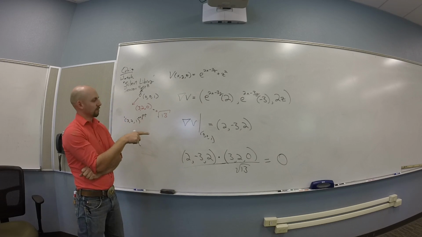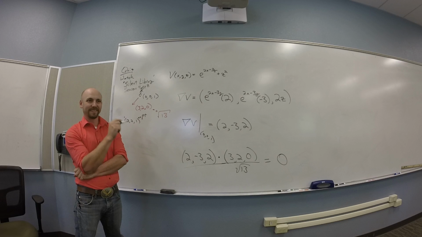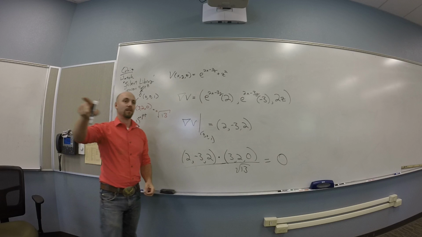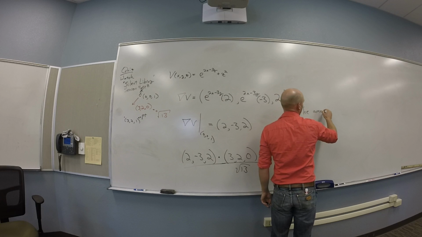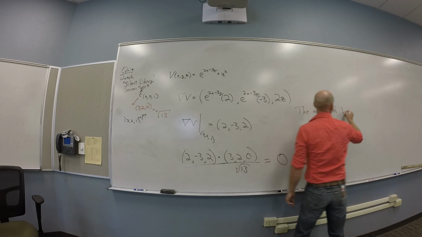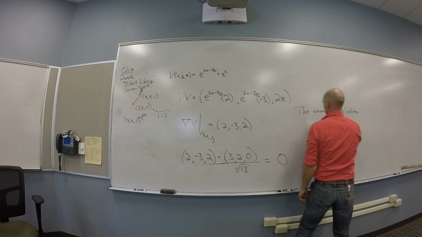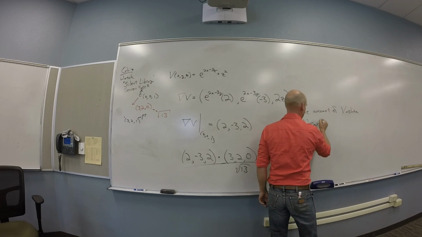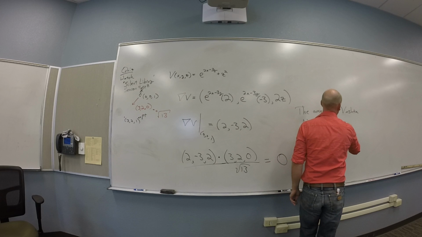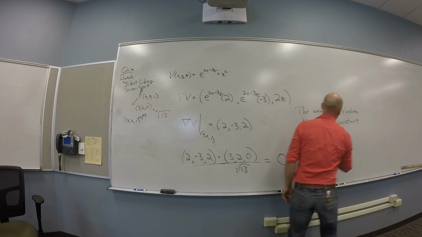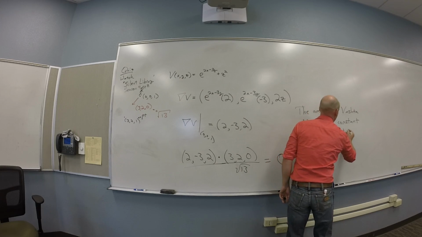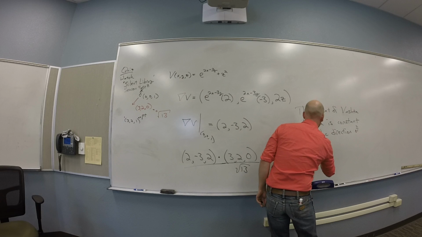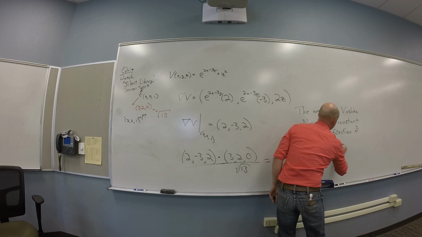Okay, so once I got nothing, what does that mean? There's no change. There's no change in the amount of Vashta Nerada. Yeah, so the amount of Vashta Nerada is constant in that direction. So in the direction of the point 3, 2, 1.